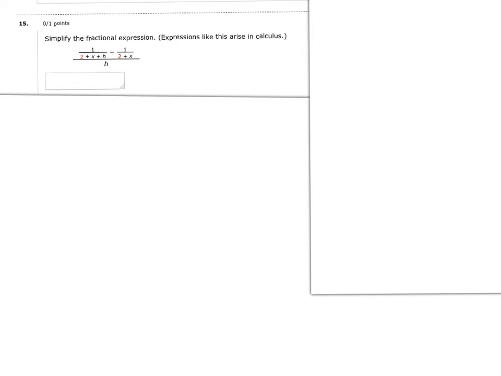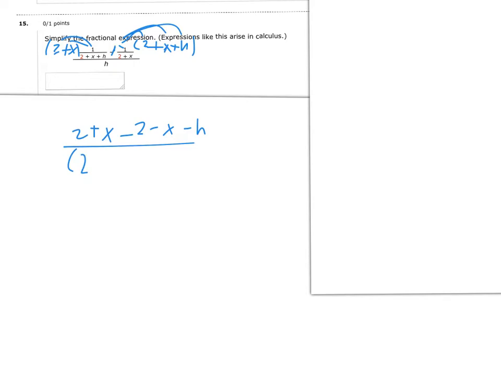All right, same idea here. I'm going to go ahead and get the common denominator up top. Now on this one, I'm going to have to multiply by 2 plus x plus h over here, and I'm going to have to multiply by 2 plus x over here. The only thing you've got to be careful on this one is you're going to distribute this negative 1 over here. So that's going to be 2 plus x on my left side. So I'll distribute the 1 over there. And then over here I have negative 2 minus x minus h. And it's going to be all over that common denominator of 2 plus x times 2 plus x plus h. And that's going to be all over h.